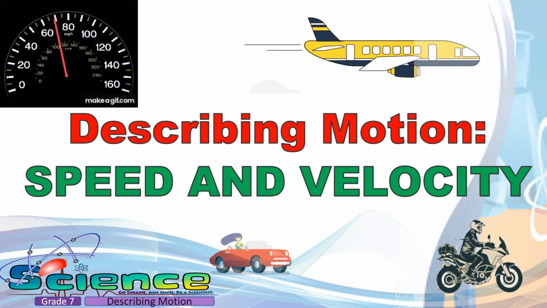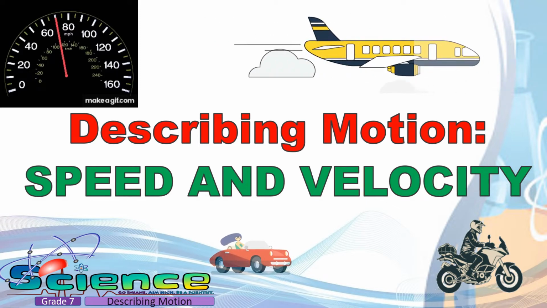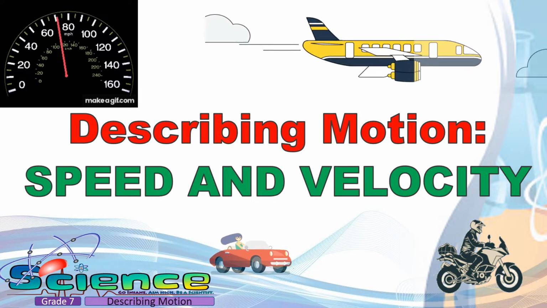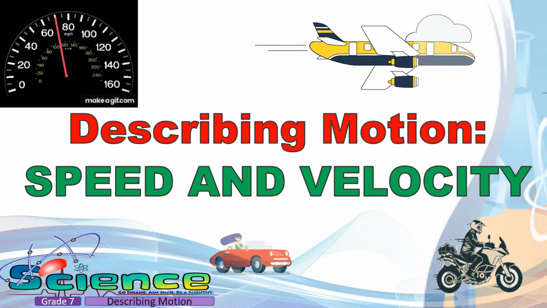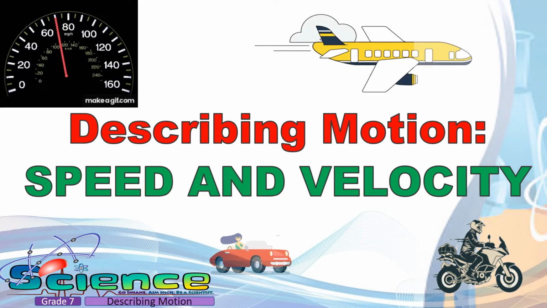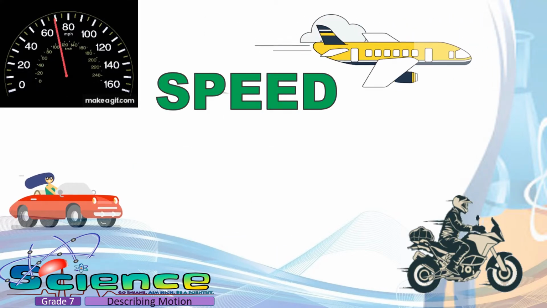Aside from finding out how far the object traveled, we can also describe motion by finding out how fast the object moved from its initial position to its final position. This information can be provided by finding out the object's speed and velocity. Let us talk about speed.